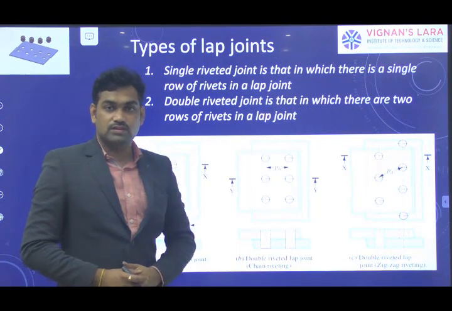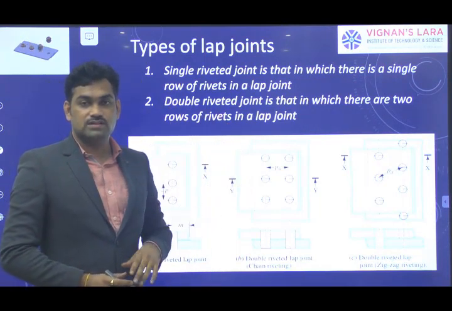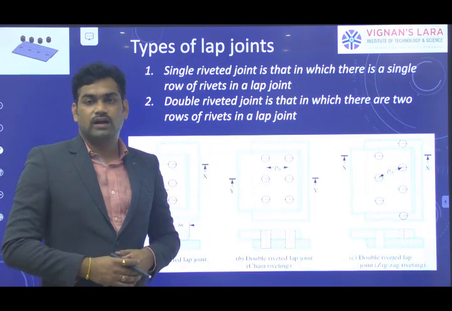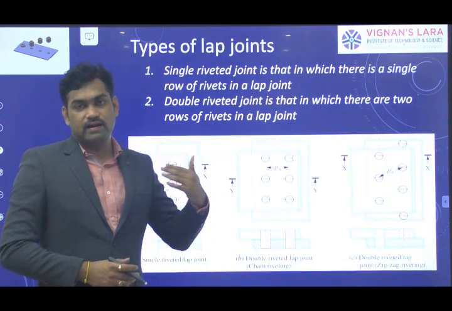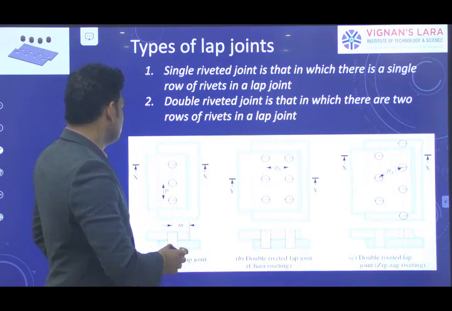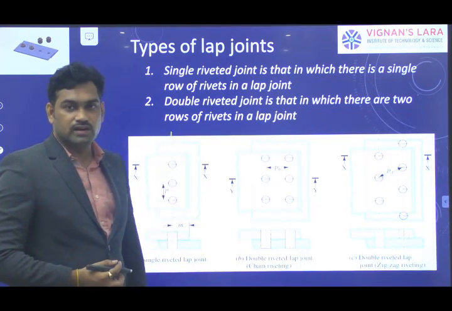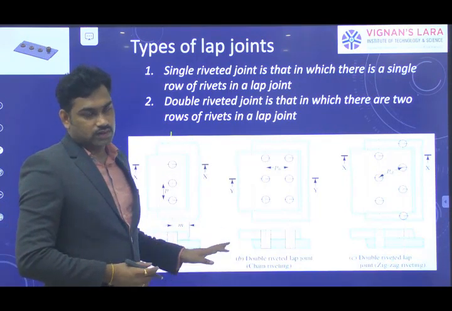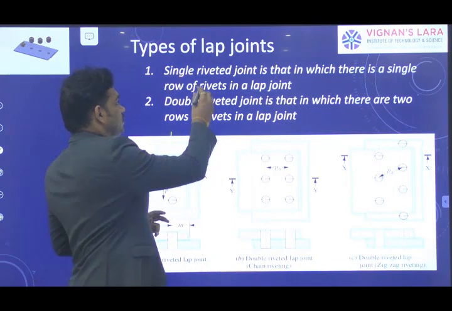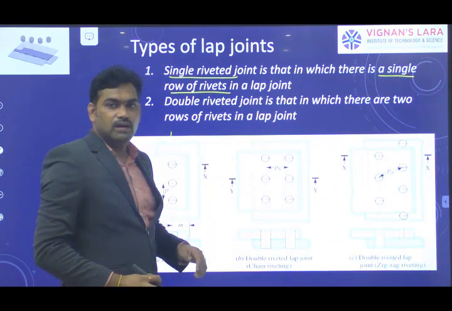So the first one is the lap joint. In the lap joint we have different types. One is a single riveted lap joint and another is double riveted, or if you add one more row in the joint, you can have triple riveted also. Here in the single riveted joint you can observe only a single row of rivets present in the joint. You can observe only one line of rivets, which is called a single riveted joint. So there is only a single row of rivets in a lap joint.